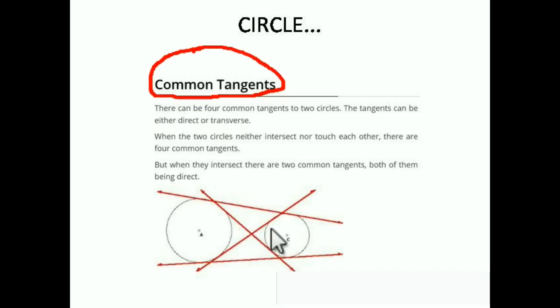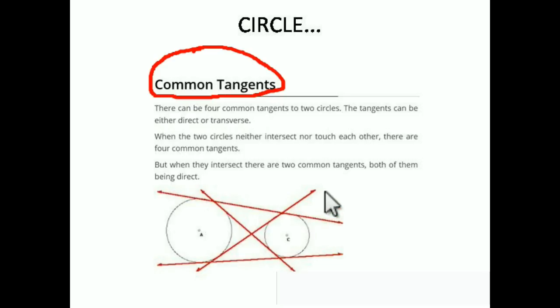Now, these two, this one and this one, are known as direct tangents. You see, the tangents are drawn directly to them. And these two, which are making a cross, are known as transverse tangents. These are the transverse tangents, and these two are the direct tangents.